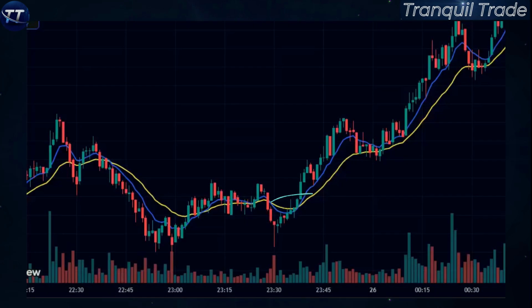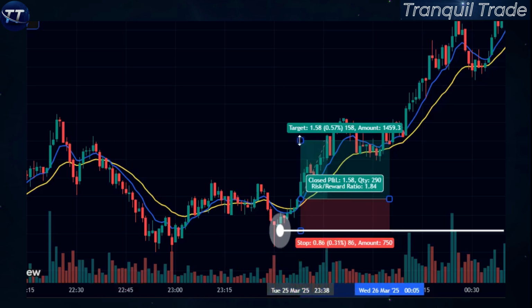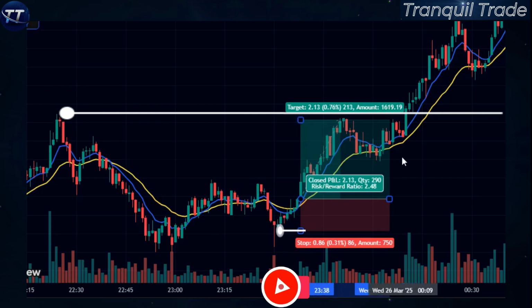Buy when 9 EMA crosses above 21 EMA. For long trades, place the stop loss below the recent swing low. For short trades, place the stop loss above the recent swing high. Use a 1:2 or 1:3 risk-reward ratio.